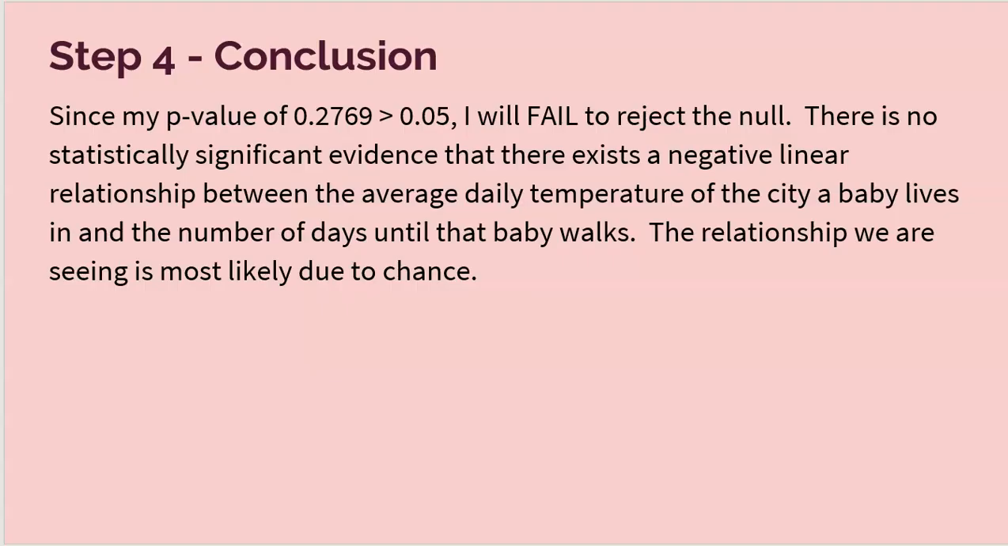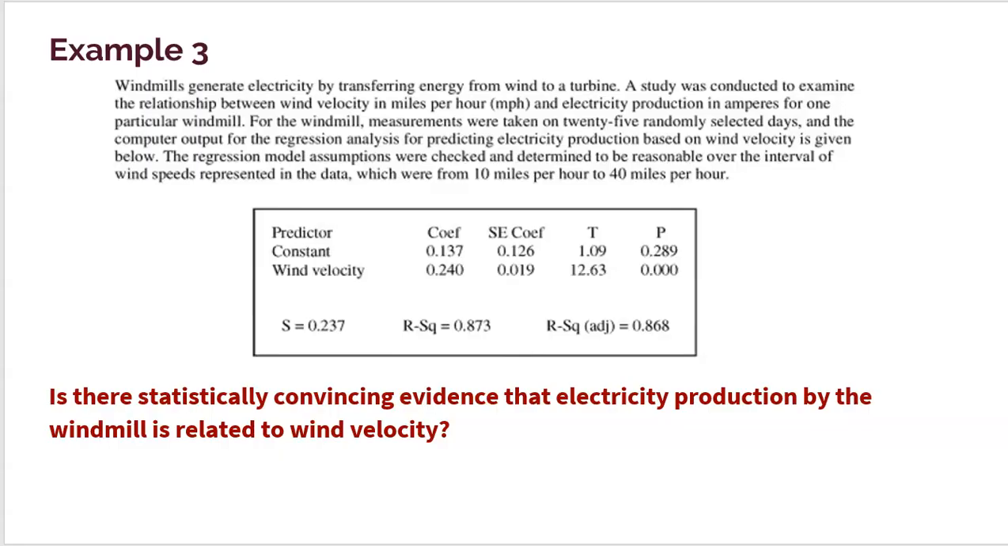All right, one more example I want to take a look at here with you guys. The point of looking at this example is just to show you how you really could answer everything you have just from looking at the computer output table. So, windmills generate electricity by transferring energy from wind to turbine. A study was conducted to examine the relationship between wind velocity in miles per hour and electricity production in amps. For the windmill, measurements were taken on 25 randomly selected days, and the computer output for the regression analysis for predicting electricity production based on wind velocity is given below.